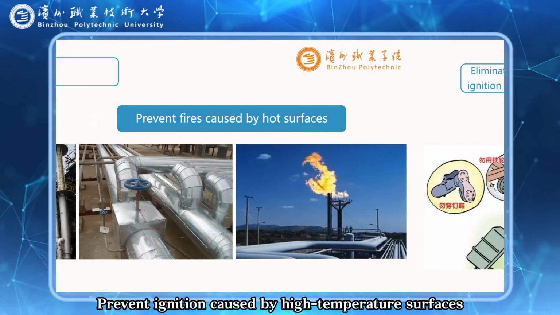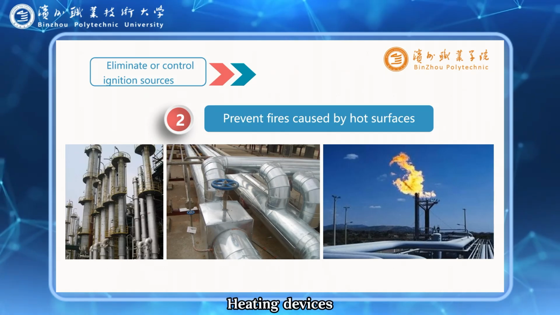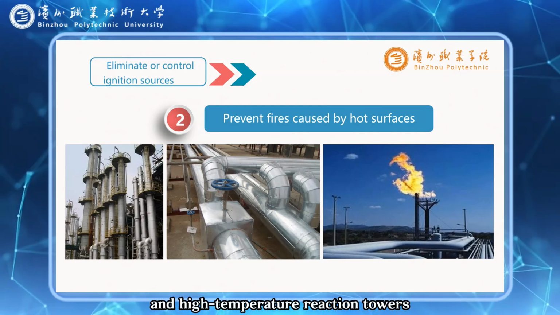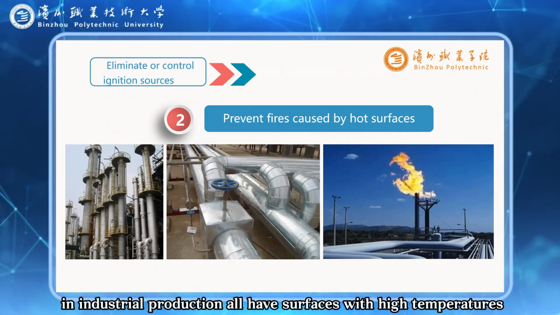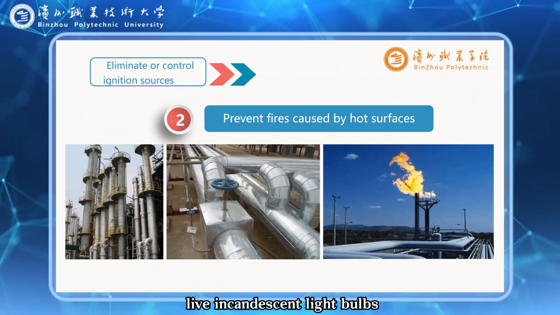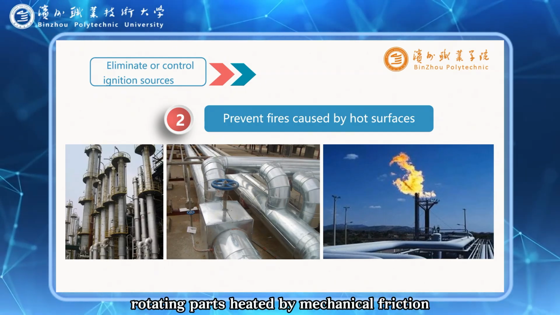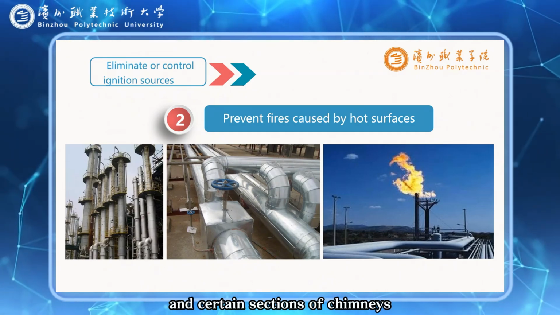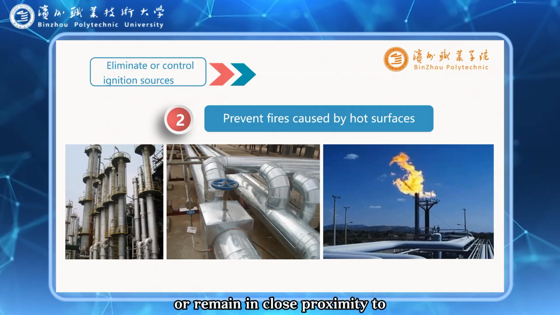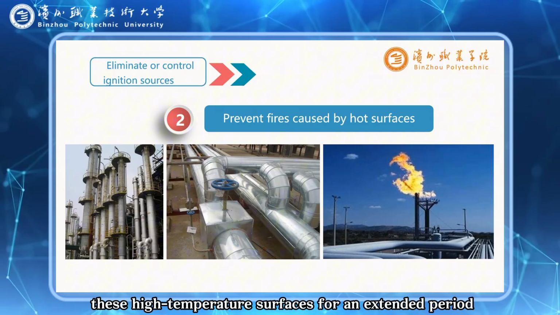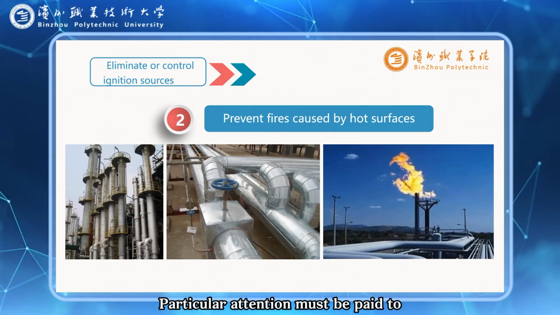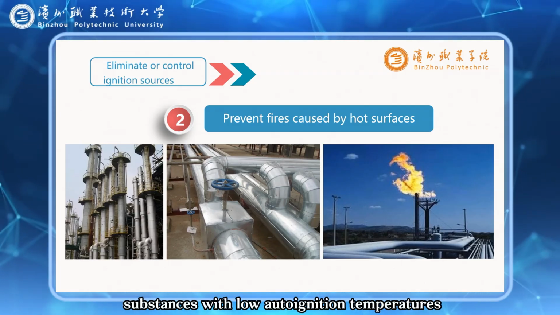Second, prevent ignition caused by high-temperature surfaces. Heating devices, containers, or pipelines holding high-temperature materials and high-temperature reaction towers in industrial production all have surfaces with high temperatures. Other common high-temperature surfaces include live incandescent light bulbs, rotating parts heated by mechanical friction, and certain sections of chimneys. If combustible materials come into contact with or remain in close proximity to these high-temperature surfaces for an extended period, they may ignite. Particular attention must be paid to substances with low auto-ignition temperatures.